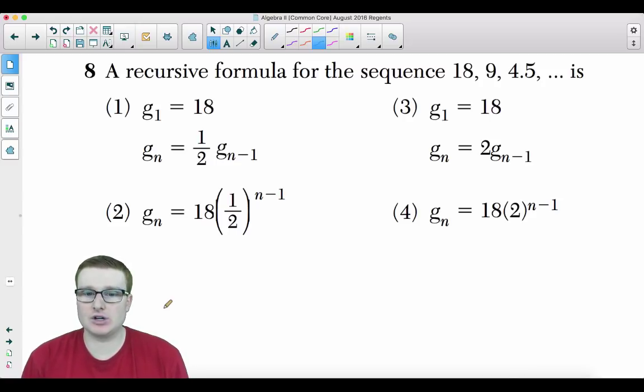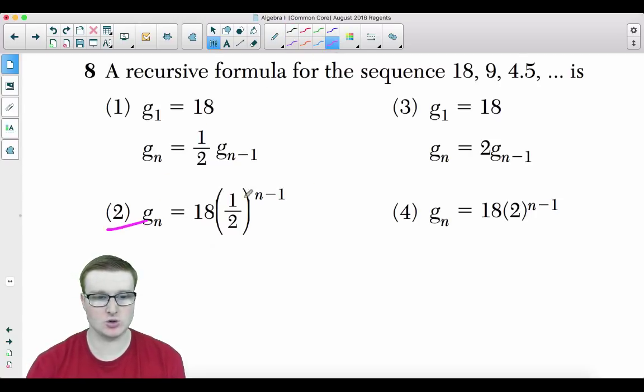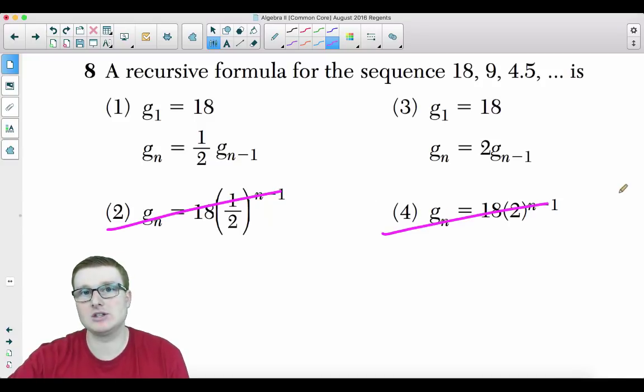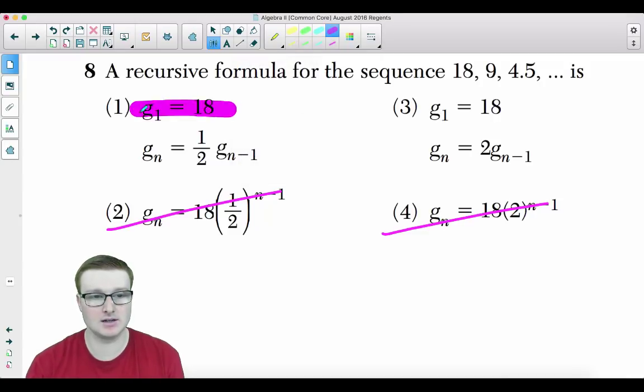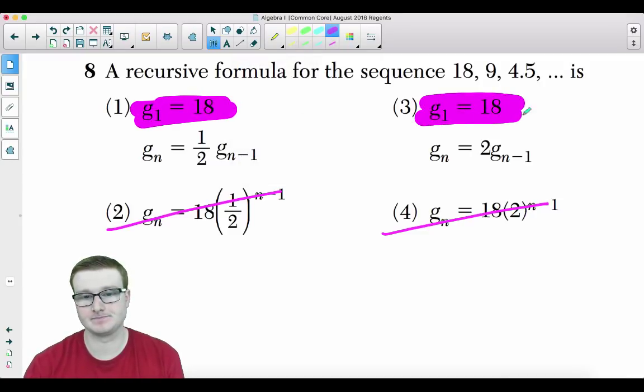Recursion means that you're given the first term of the sequence. Well, we could actually knock out a couple answers. Knock out choices 2 and 4 because those are not recursion formulas. Those are explicit forms. We're not given the first term. We need to be given the first term. In this case, it is over here and over here.